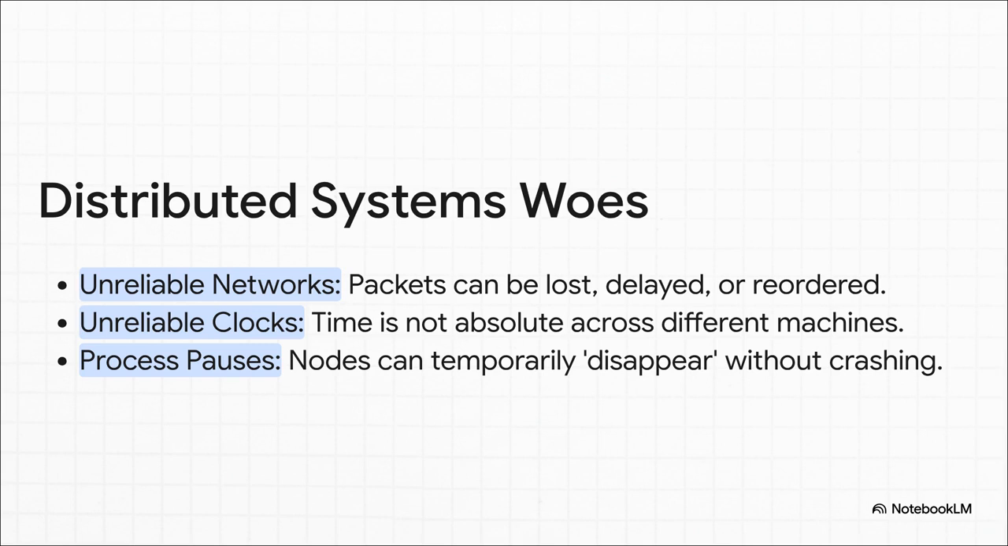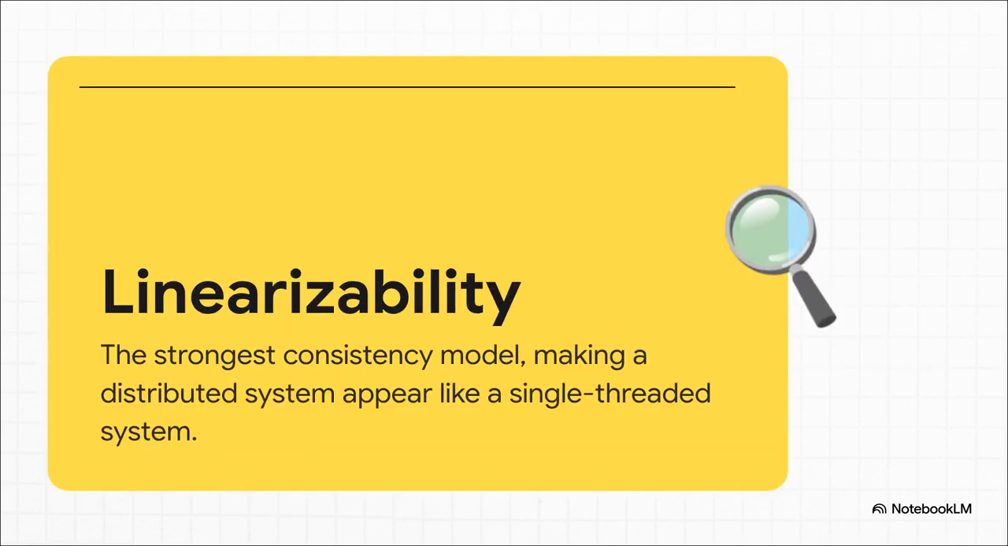And maybe the weirdest one, a machine can just pause for a few seconds to do some internal cleanup. It's not crashed, it's just AFK for a moment. All this uncertainty makes getting everyone to agree on a single truth incredibly, incredibly difficult. So, what's the ultimate prize in this quest?